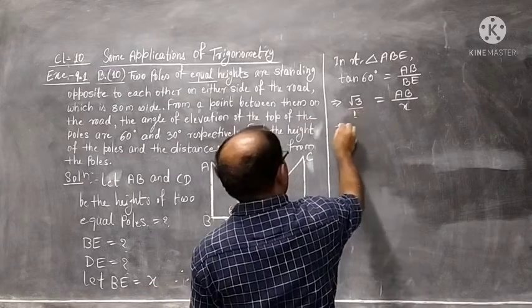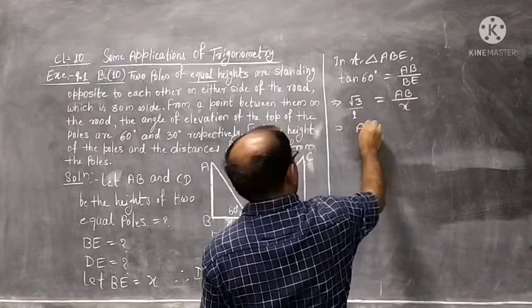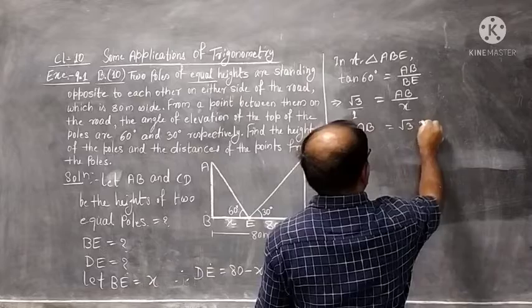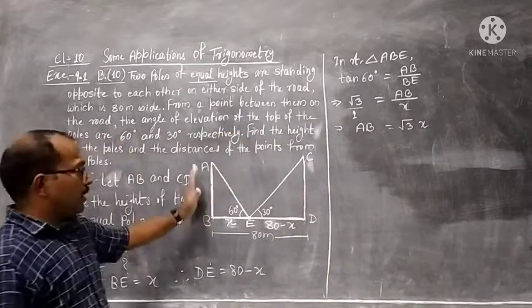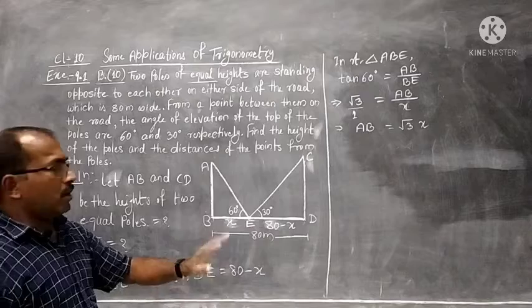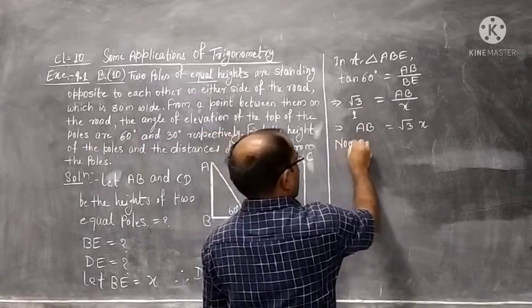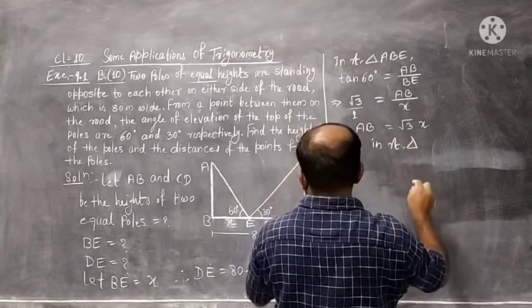Here we do cross multiplication: 1 into AB is equal to root 3 into x, root 3x. So, from the first right triangle we got AB is equal to root 3x. Let us now work in another right triangle, right triangle CDE.